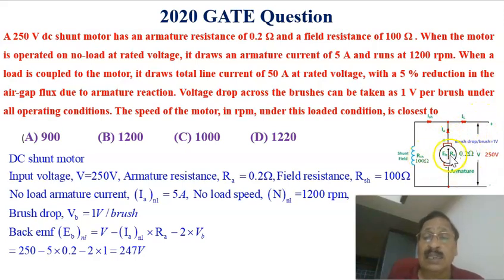In a motor, the back EMF is equal to the applied voltage minus the drop across the armature and the brush drop, or V minus IA at no load into RA minus 2 into the brush drop VB. Substituting, 250 is the terminal voltage, the applied voltage, minus the drop across the armature equal to 5 into 0.2, minus the brush drop equal to 2 into 1, or 247 volts is the back EMF corresponding to the no load condition. Now let us see the loaded condition in the coming slide.